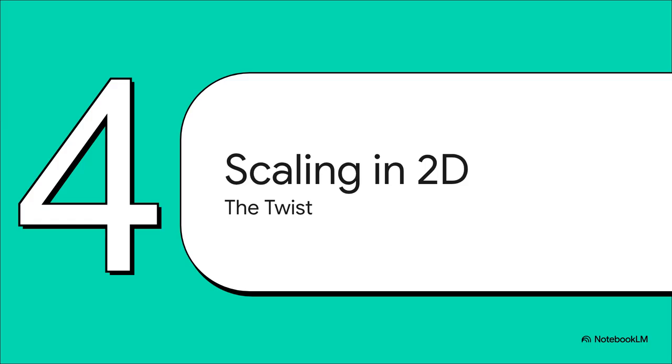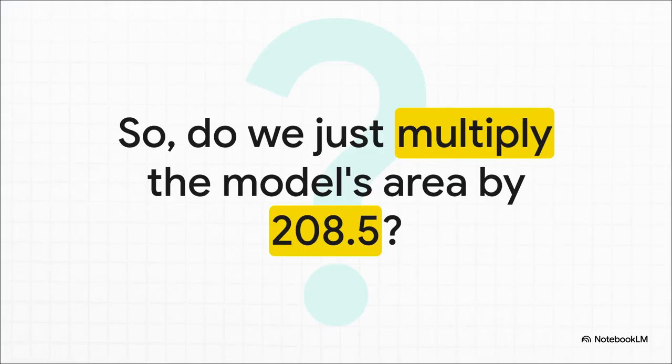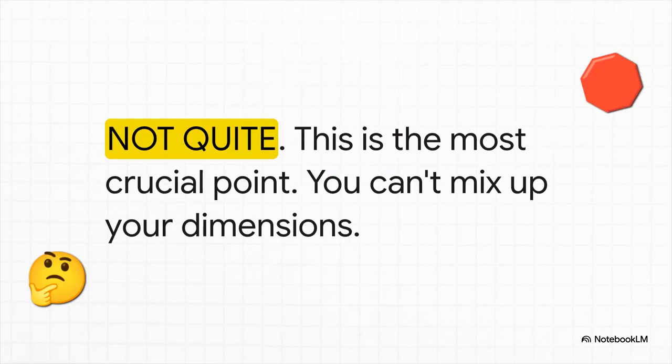Well, hold on. This is where the story takes a really important turn, and it's something a lot of people get wrong. So the logical next step seems pretty obvious, right? We've got the area in square units, and we know how many feet are in a unit. Can't we just multiply 40.15 by our magic number, 208.5? The answer is a big not quite. And this is the absolute core of what we're talking about today. You can't just do that, and the reason is all about dimensions.